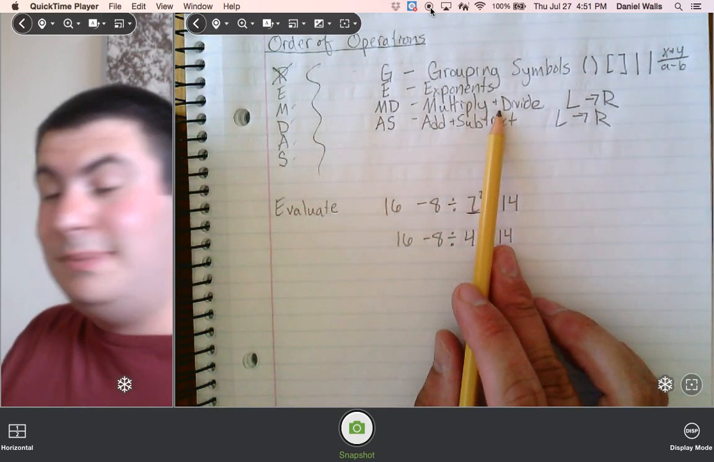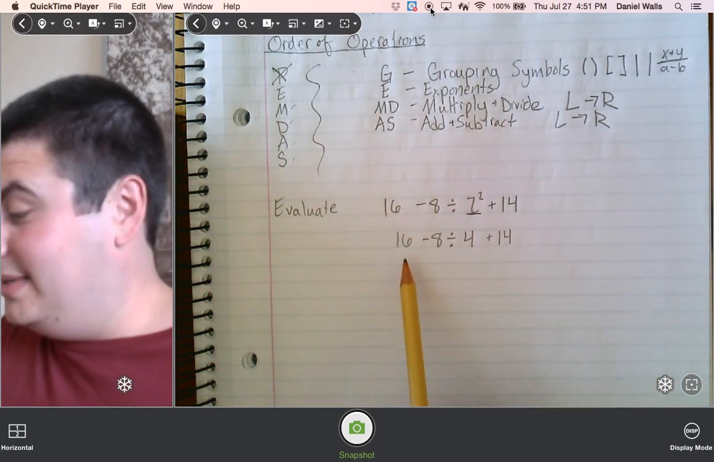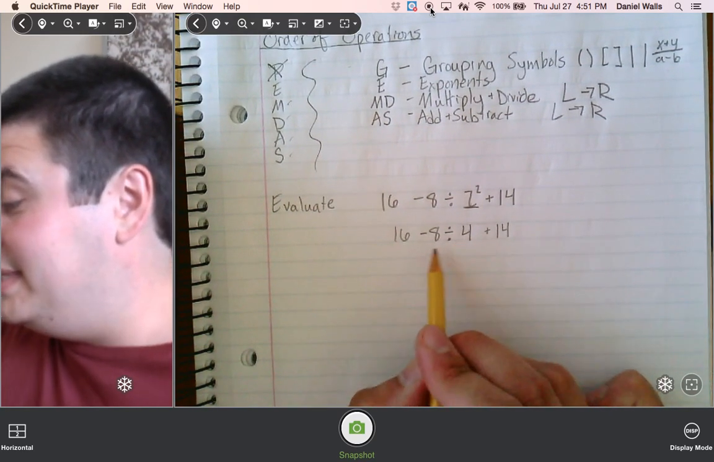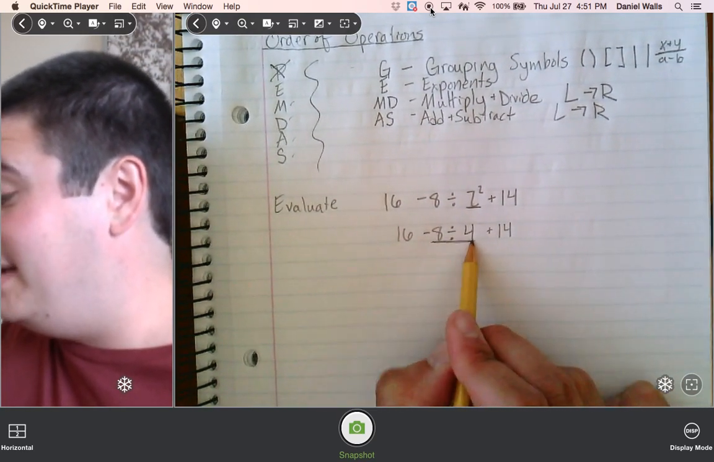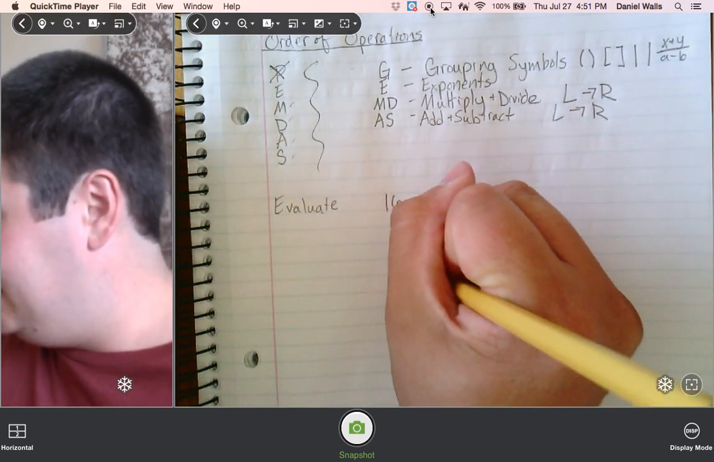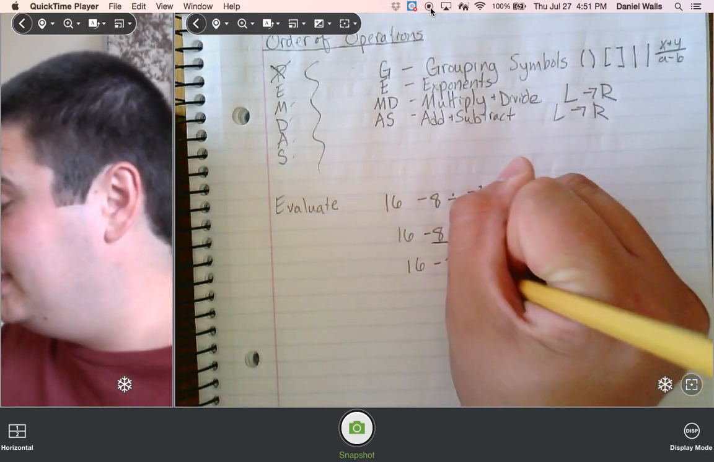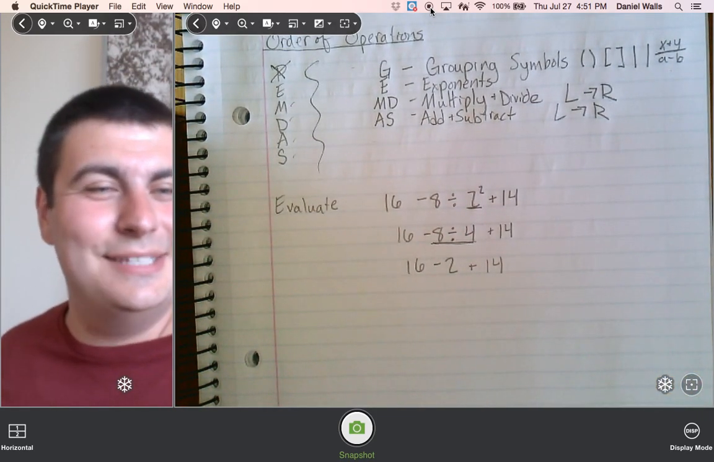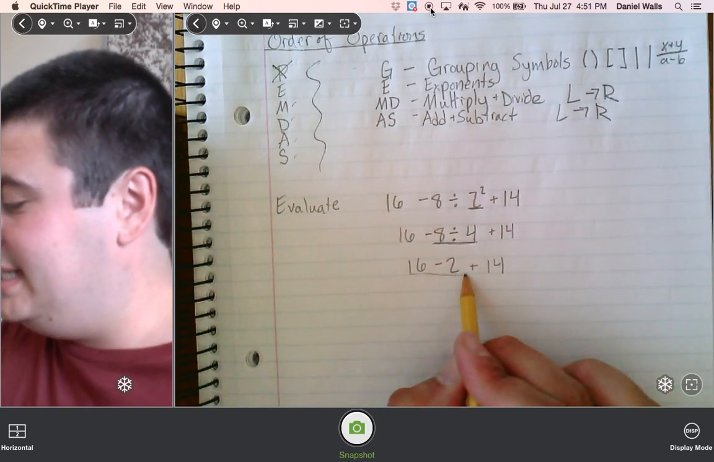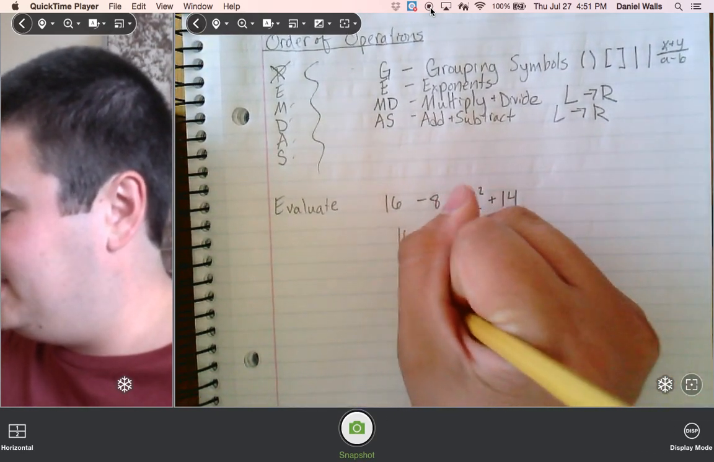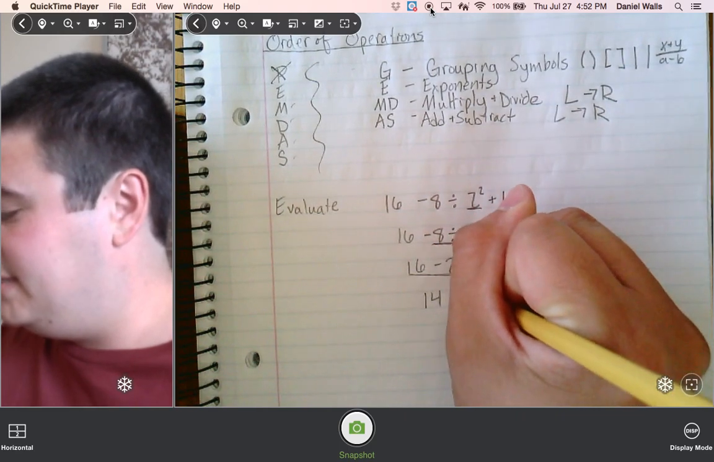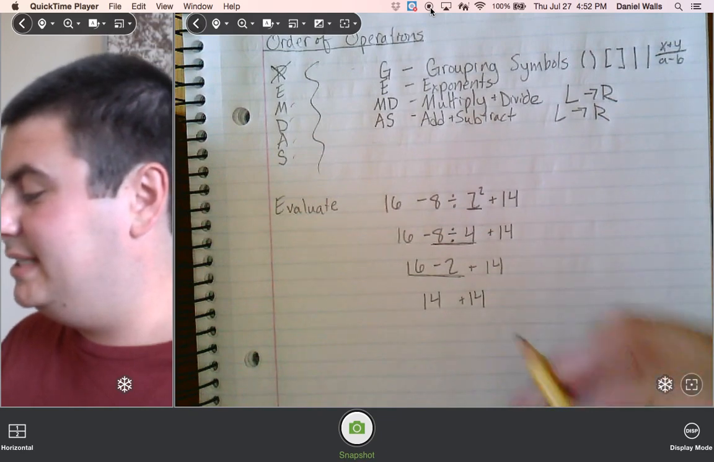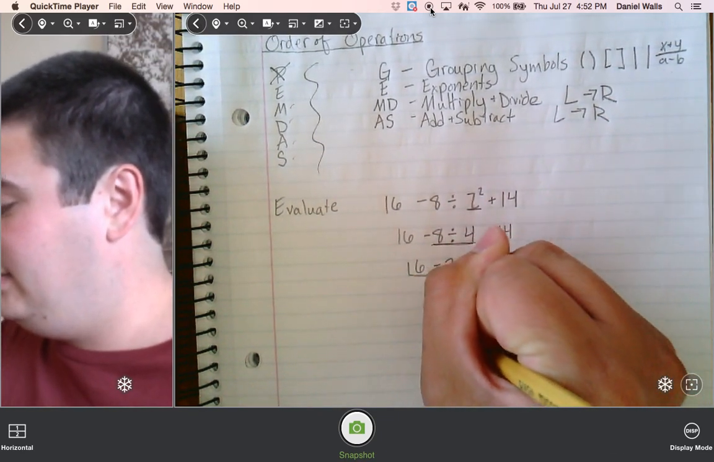We're going to multiply and divide from left to right. So we have 16 minus 8 divided by 4 plus 14. We have this division here, so 8 divided by 4. So we're now going to have 16 minus 2 plus 14. And now we're going to add and subtract from left to right. So we have 16 minus 2, which is going to give us 14, plus 14. 14 plus 14 is going to leave us with 28.